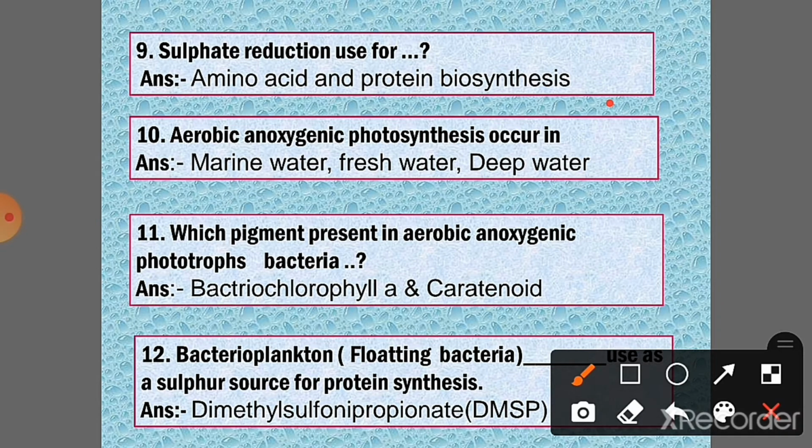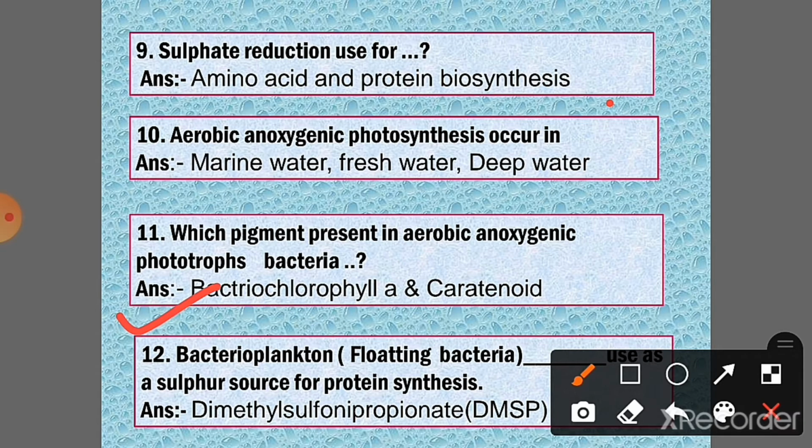Question 10. Aerobic and oxygenic photosynthesis occur in? Marine water, fresh water, deep water. Question 11. Which pigments are present in aerobic and oxygenic phototrophic bacteria? Answer: bacteriochlorophyll a and carotenoids.